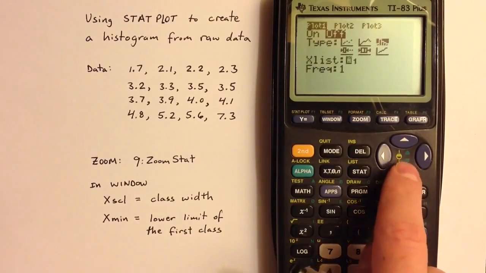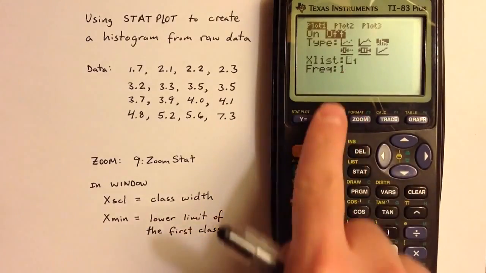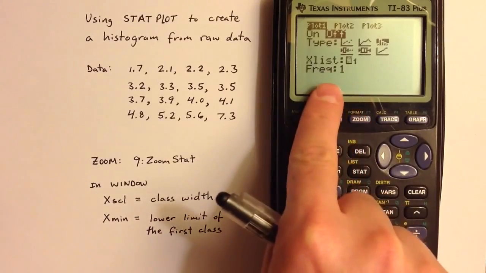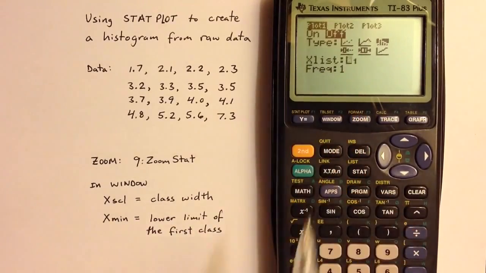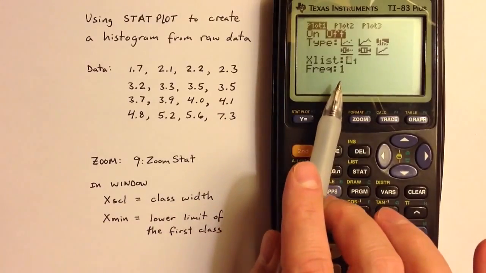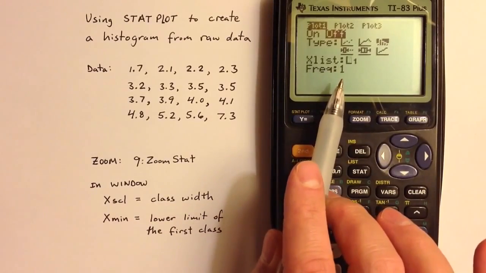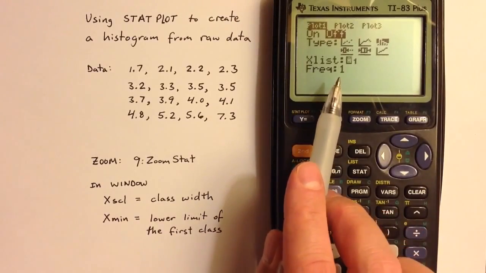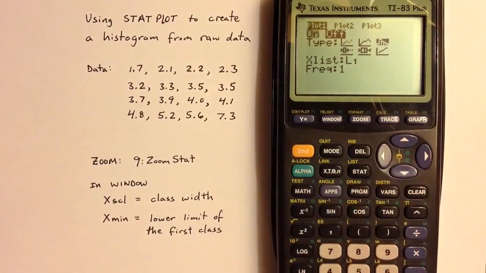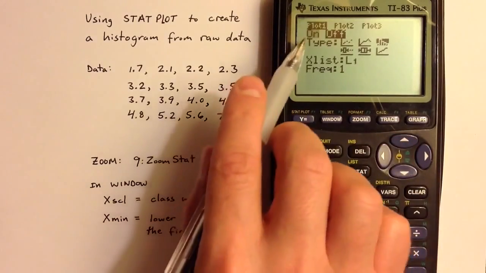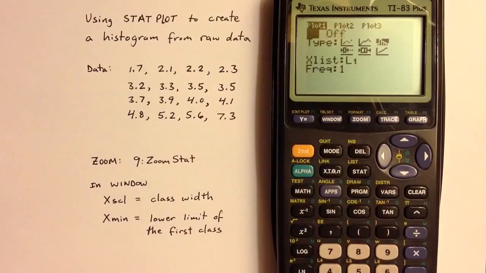And then it automatically is going to take values from list 1, and because we're working with raw data we want the frequency to be this default value of 1. So that essentially means that each value in the table is represented once. It represents one individual. To turn on the stat plot, I can go up to the on command there and select it.